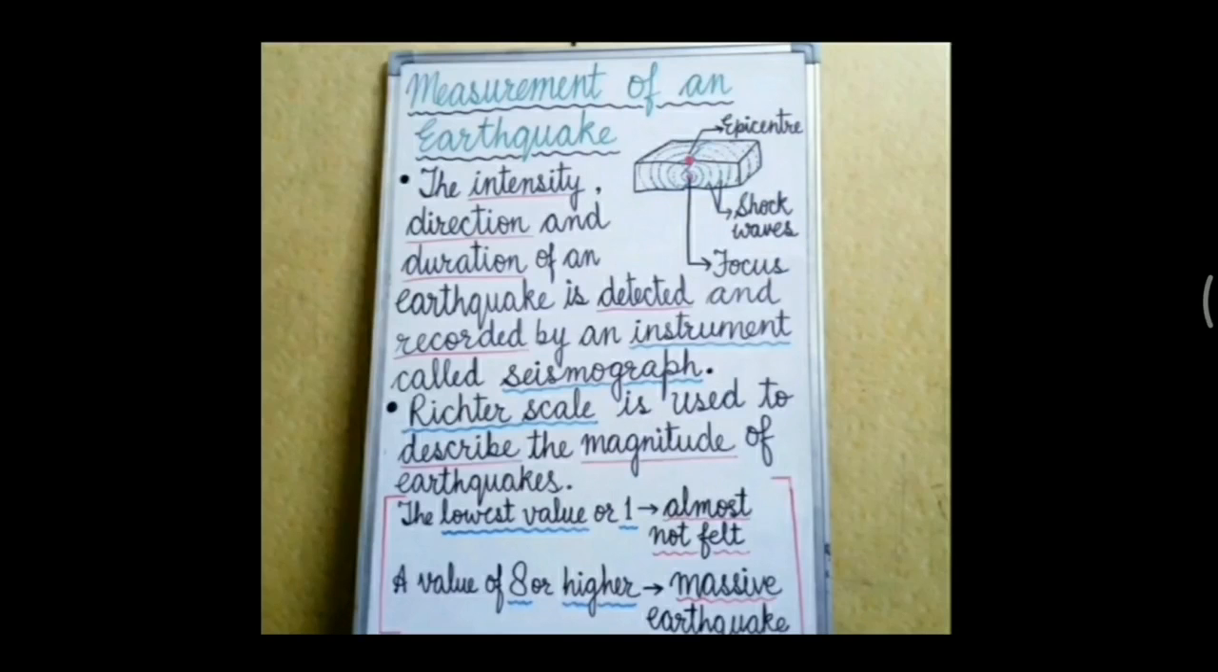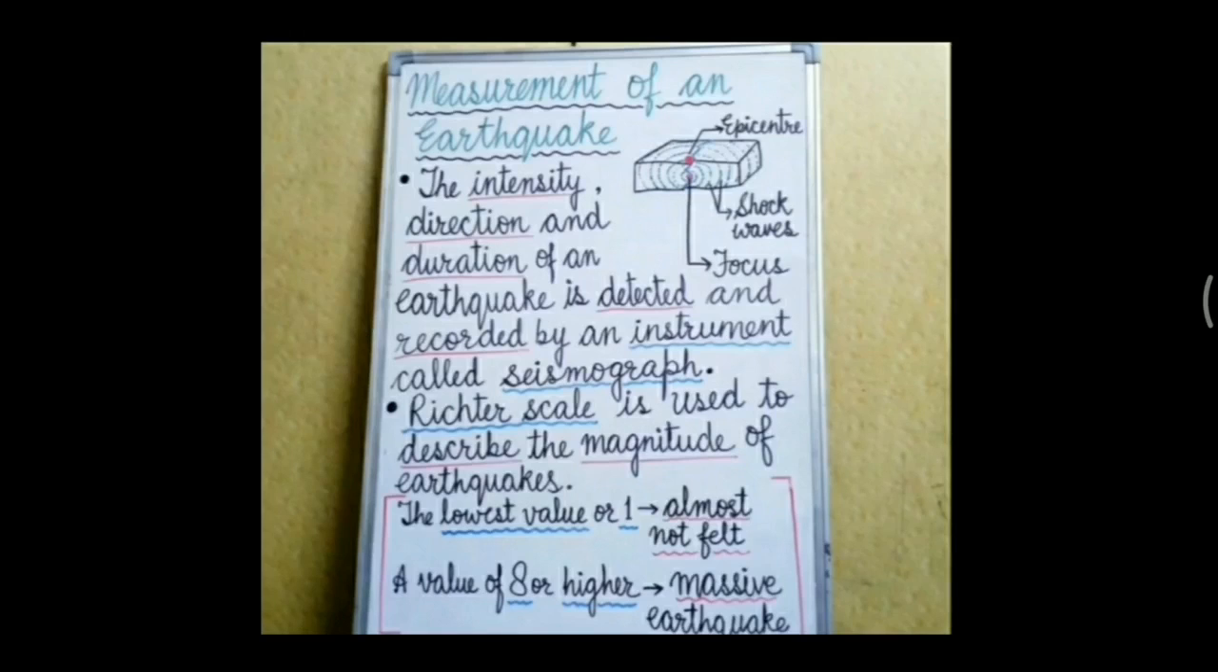Now we are talking about the measurement of an earthquake. The intensity, direction and duration of an earthquake is detected and recorded by an instrument. So we call that instrument a seismograph. Okay. So the strength of an earthquake is determined using an instrument, and that instrument is a seismograph, and it measures or records the intensity, direction and duration of the earthquake.